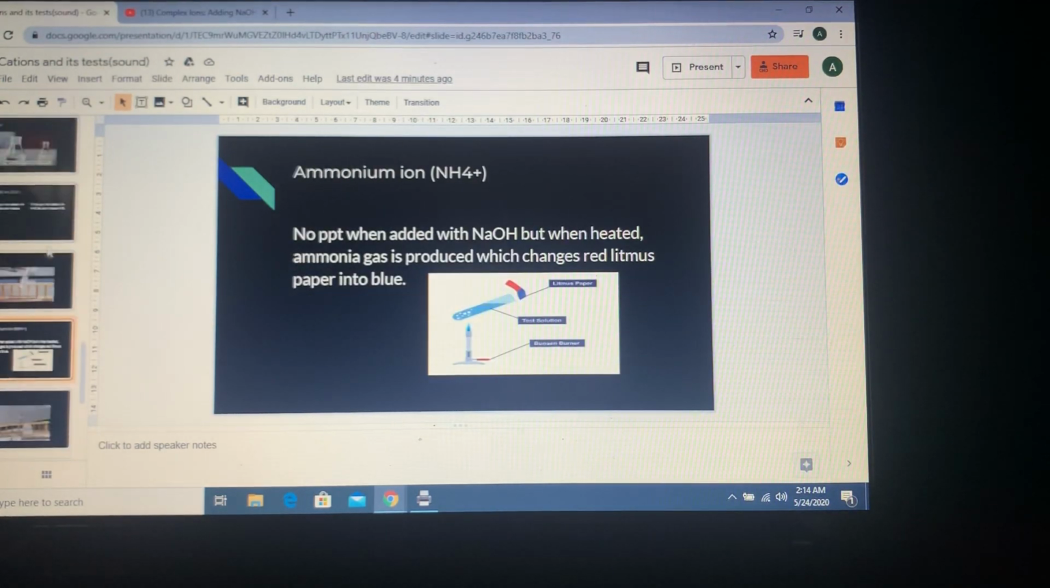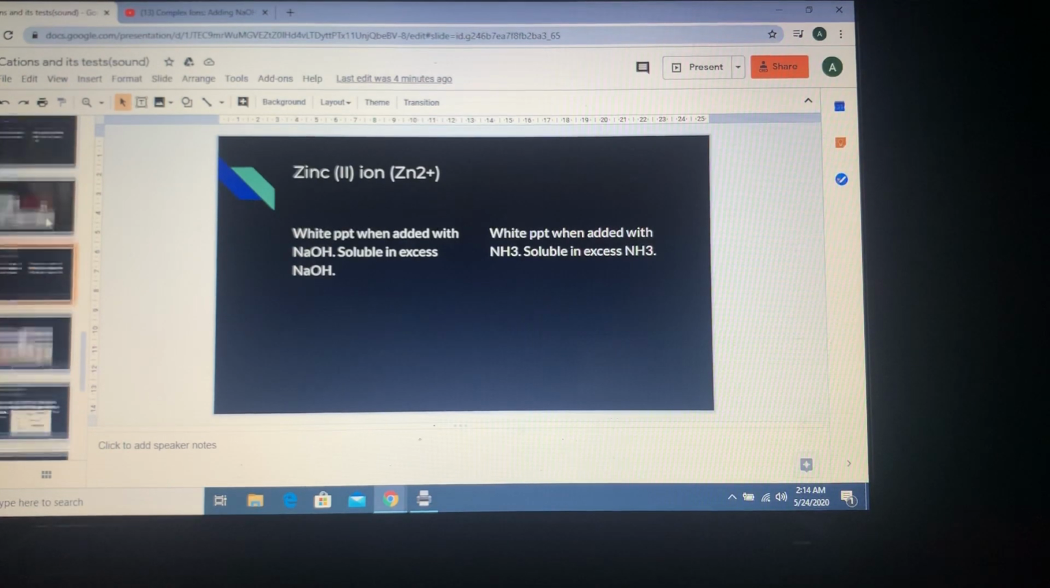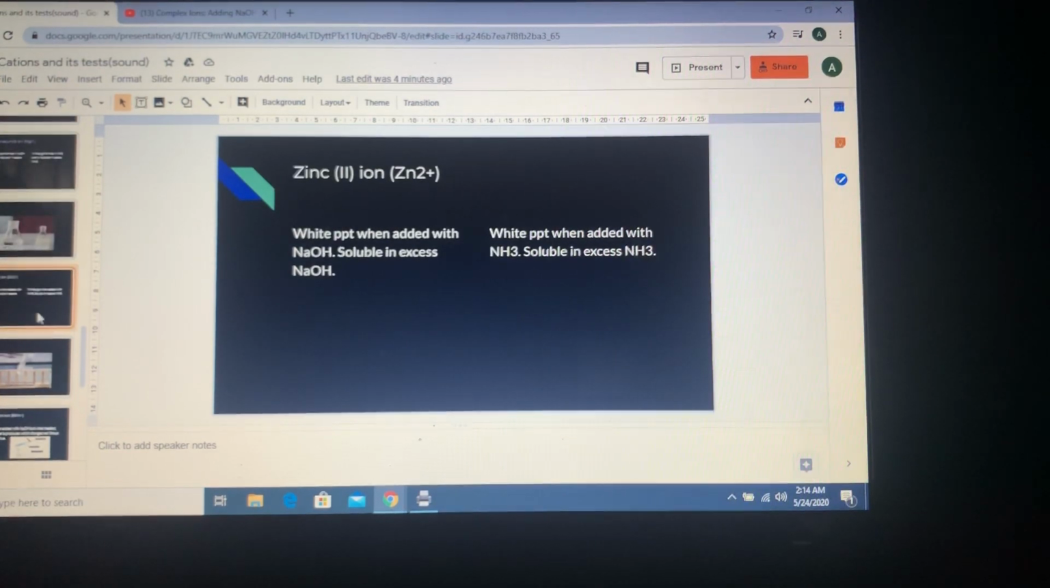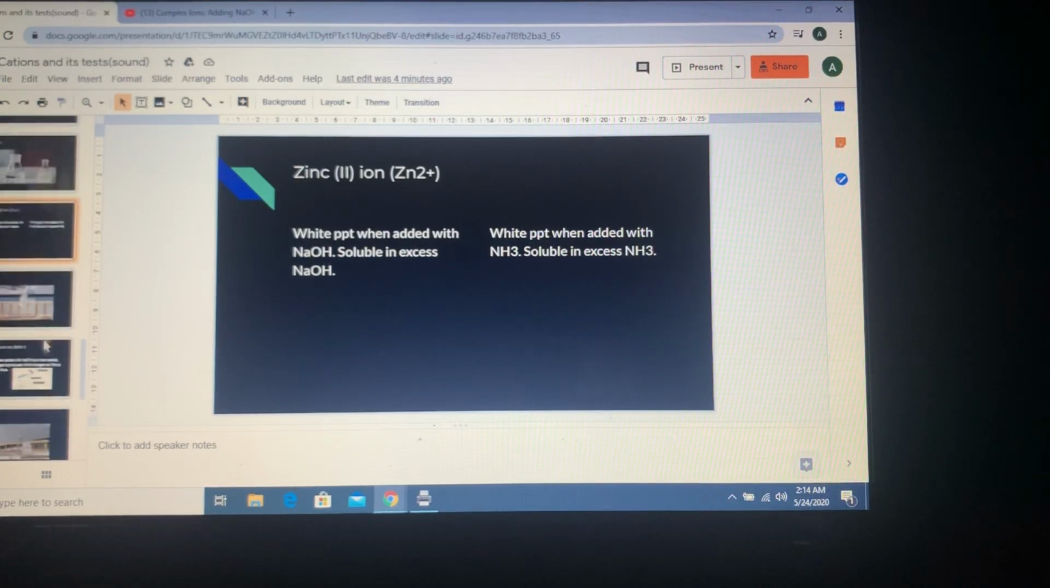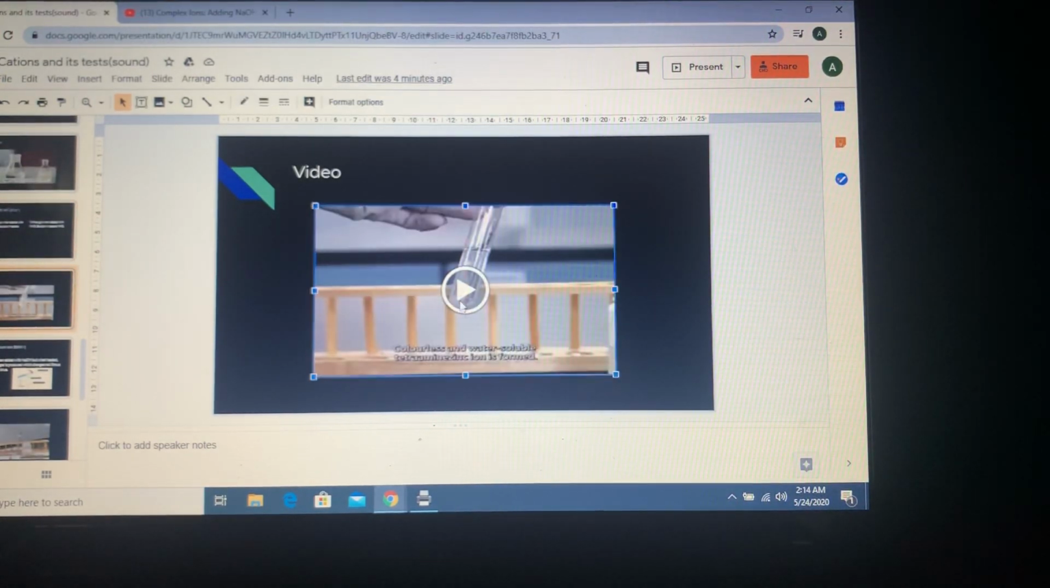So moving on with zinc, Zn2+. To identify Zn2+, a white PPT will be formed when you add NaOH to a solution which contains Zn2+, and the white PPT will dissolve in excess NaOH. Same goes with ammonia. White PPT will be formed when added with ammonia, and the white PPT will dissolve in the excess ammonia. Let's look at the video.